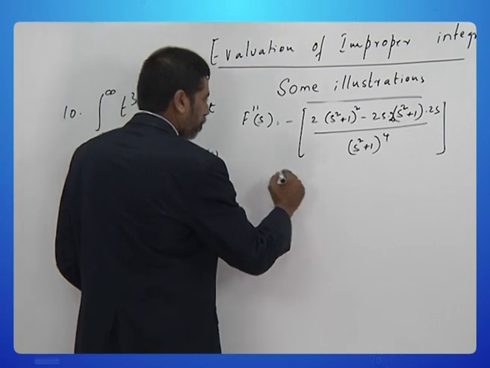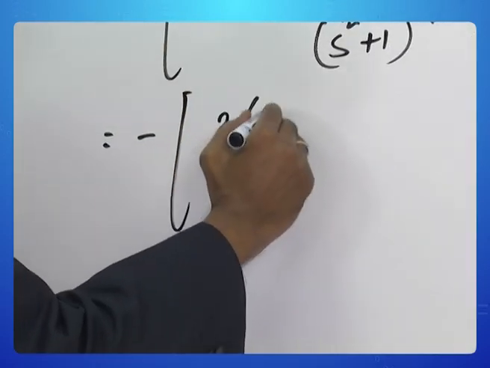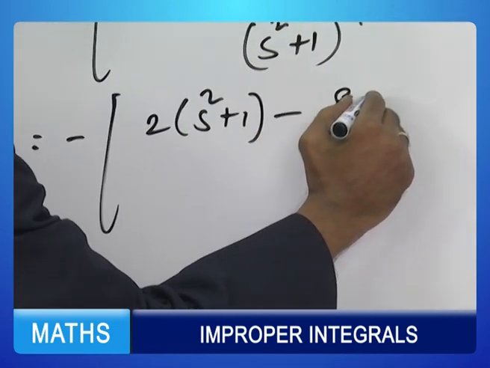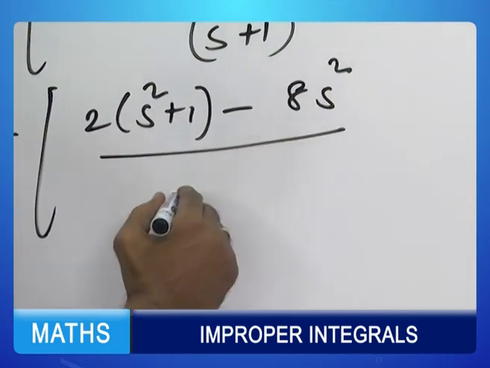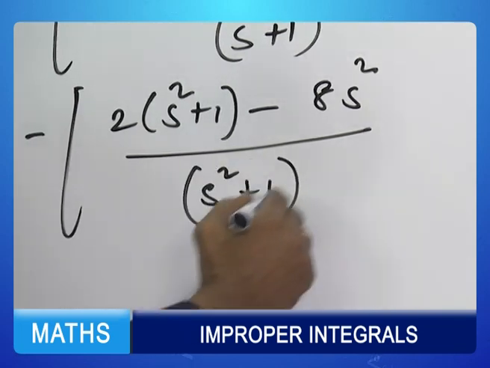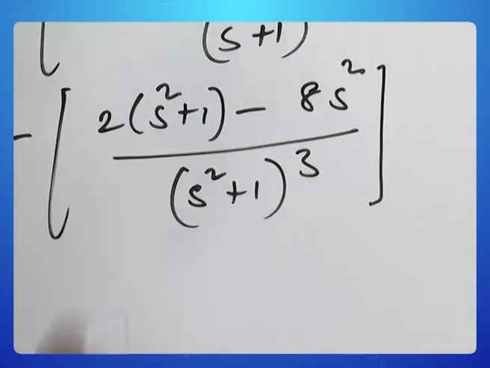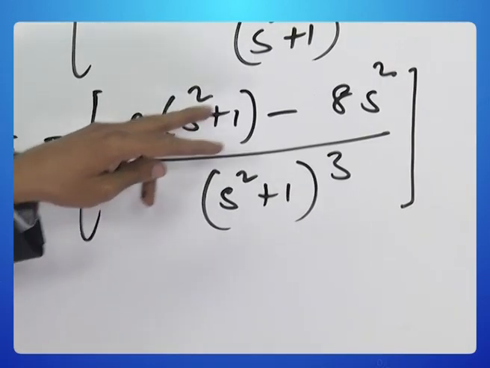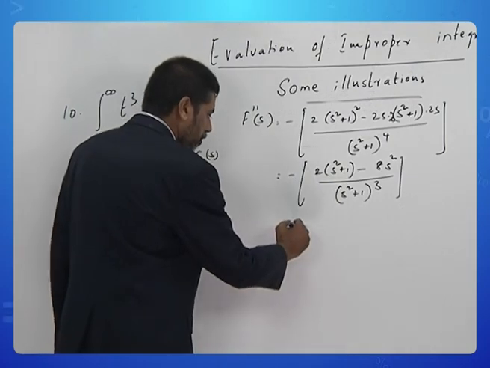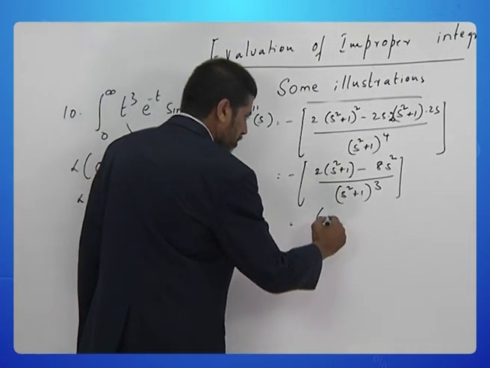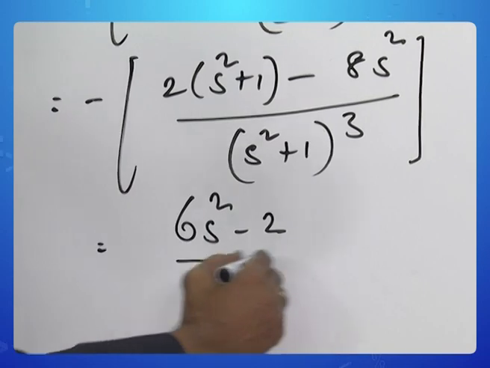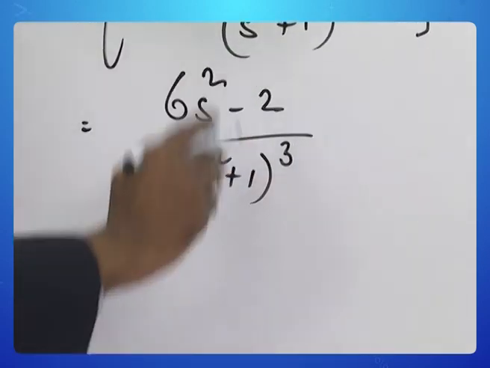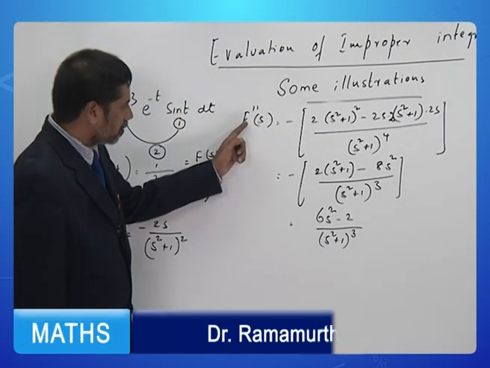So you will have minus 2 into s square plus 1 minus 8s squared by s square plus 1 whole cube. We will reduce this and also absorb the minus sign. So 2s square minus 8s squared with this minus sign will make it 6s squared minus 2 by s square plus 1 whole cube. So this is f double dashes.